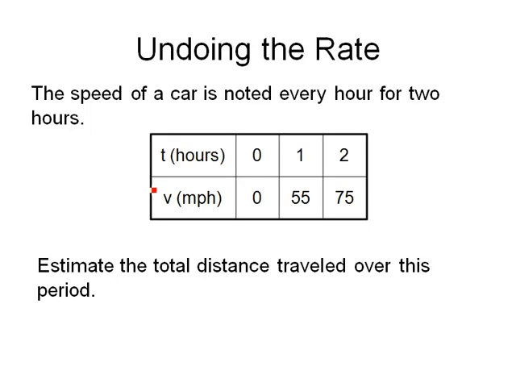The speed of a car is noted every hour for 2 hours. We have a table here which consists of times 0, 1, and 2, and these are all in hours, and then a speed in miles per hour, and at 0 hours the speed is 0 miles per hour. After 1 hour the speed is 55 miles per hour, and after 2 hours the speed is 75 miles per hour. What I'm going to do is use this data to estimate the total distance traveled over this period.